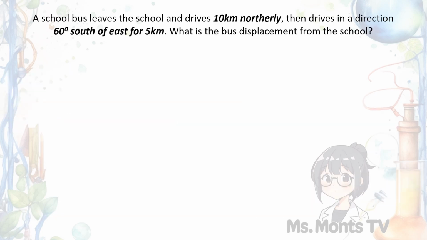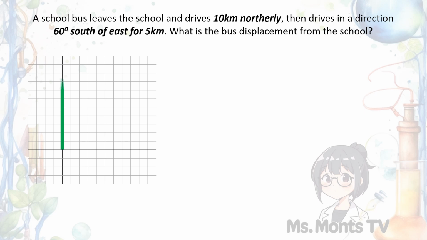A school bus leaves the school and drives 10 kilometers northerly, so that's 10 kilometers north, then drives in a direction 60 degrees southeast for 5 kilometers. What is the bus displacement from the school? First vector is 10 kilometers north. Second vector, from that point, he goes 60 degrees south of east, meaning east going to south, 5 kilometers. What is the displacement?